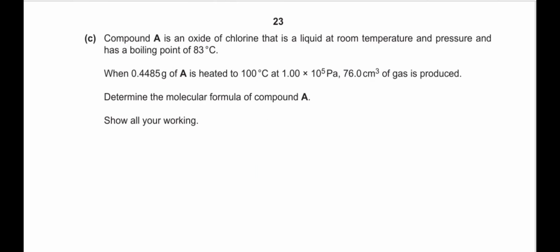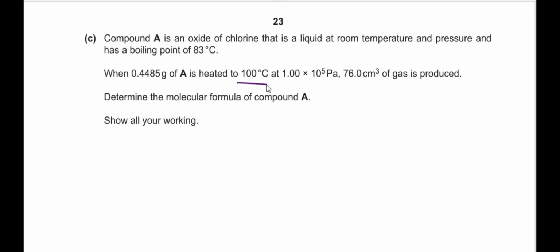Part C. Compound A is an oxide of chlorine that is a liquid at room temperature and pressure and has a boiling point of 83 degrees centigrade. When 0.4485 grams of A is heated to 100 degrees centigrade at 1.00 times 10 to the power of 5 pascals, 76 centimeter cubed of gas is produced. Determine the molecular formula of compound A and show all your working.